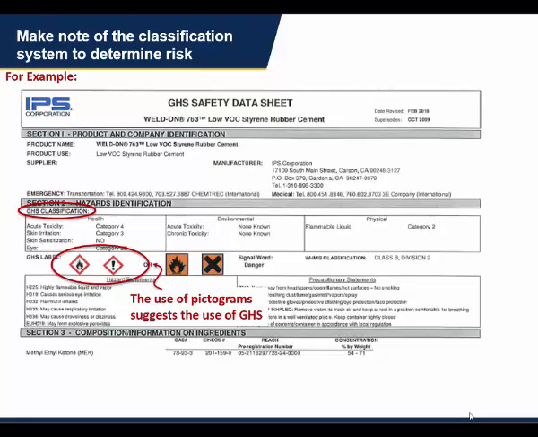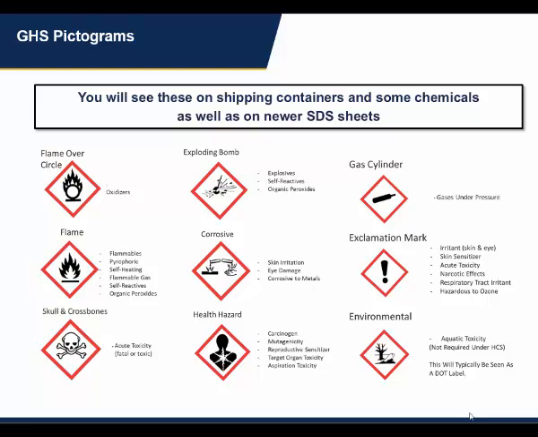And they also use danger words, so either a warning or a danger, depending on what signal word is associated. Here are some examples. You'll see these coming on shipping containers. They will be on some chemicals within your environment already, and they'll be on all newer SDS sheets. And so examples here, health hazard could be a carcinogen. It could have skin irritation. If it's corrosive, it could be explosive. So you get the idea.